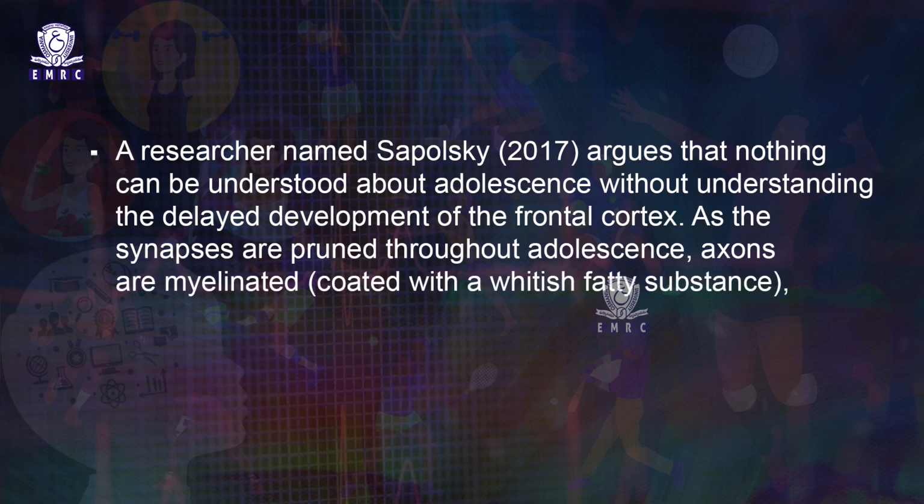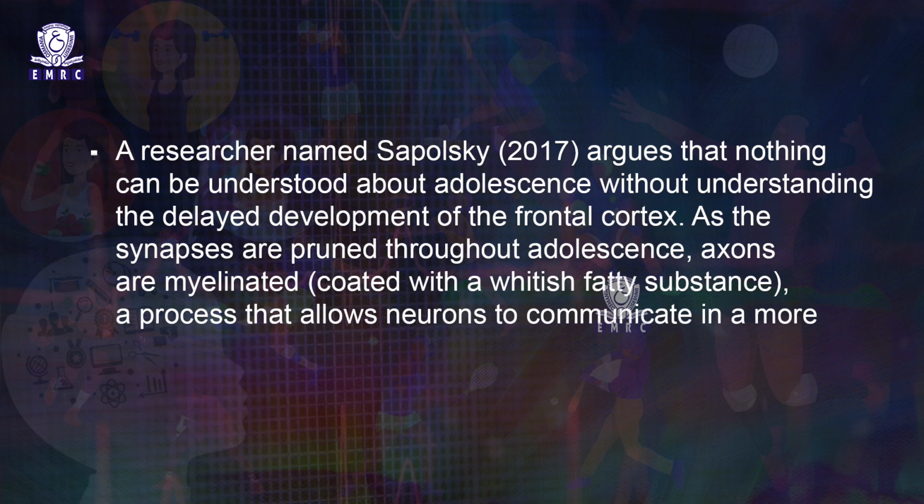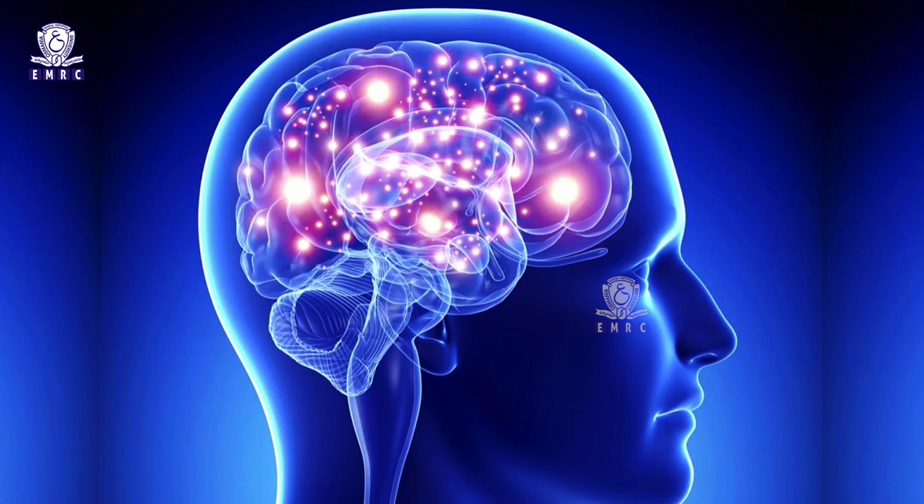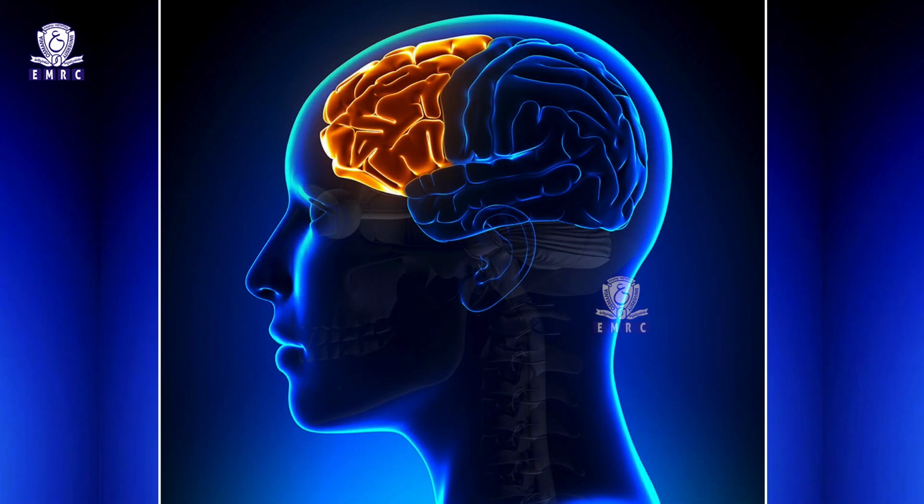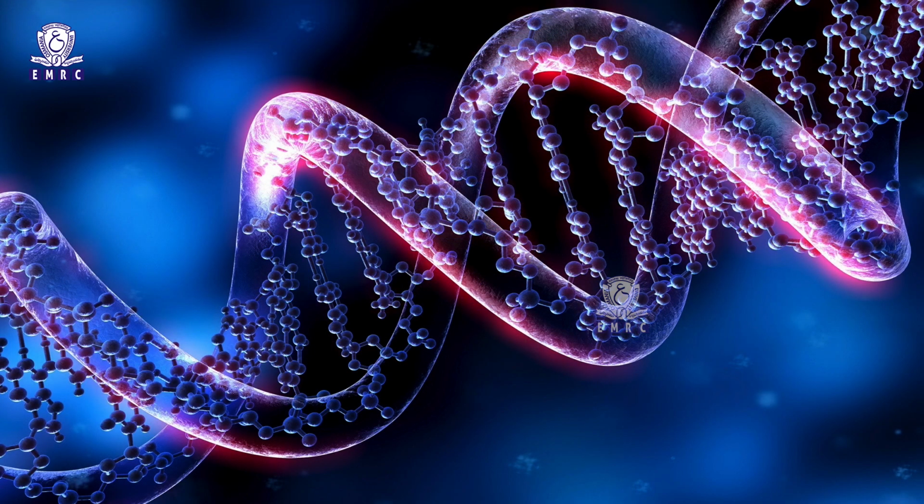the frontal cortex. As the synapses are pruned throughout adolescence, axons are myelinated, or coated with a whitish fatty substance, a process that allows neurons to communicate in a more rapid and coordinated fashion. In addition, the adolescent brain is bombarded with gonadal hormones. There is a lot going on in the adolescent brain. The frontal cortex is the last brain region to mature. Its development is less influenced by genes and more influenced by experience than other brain regions.